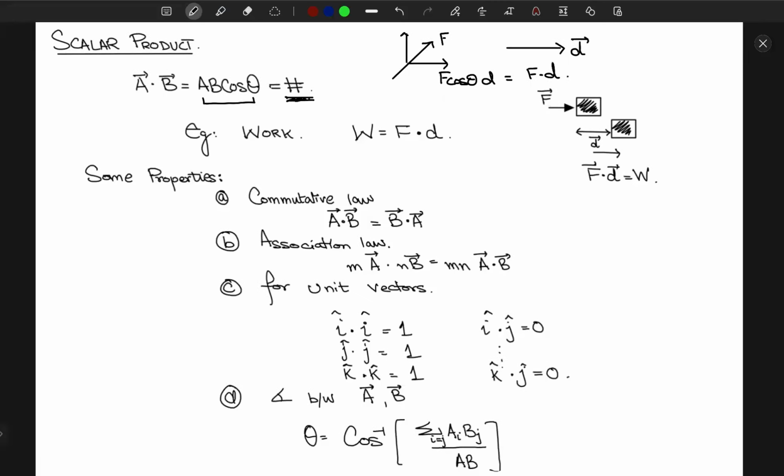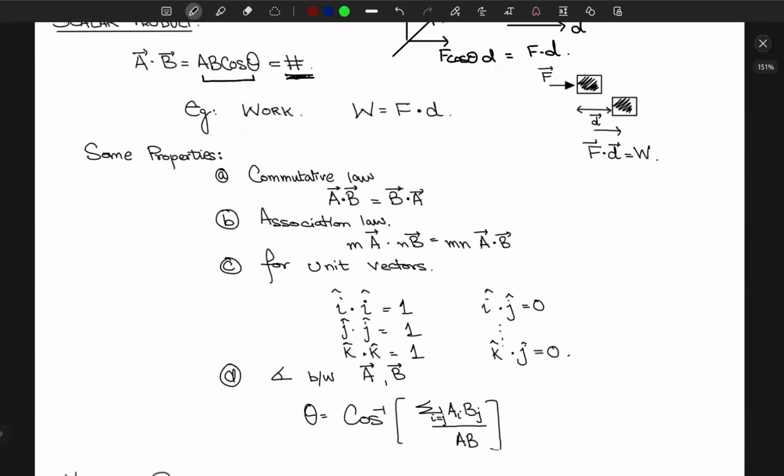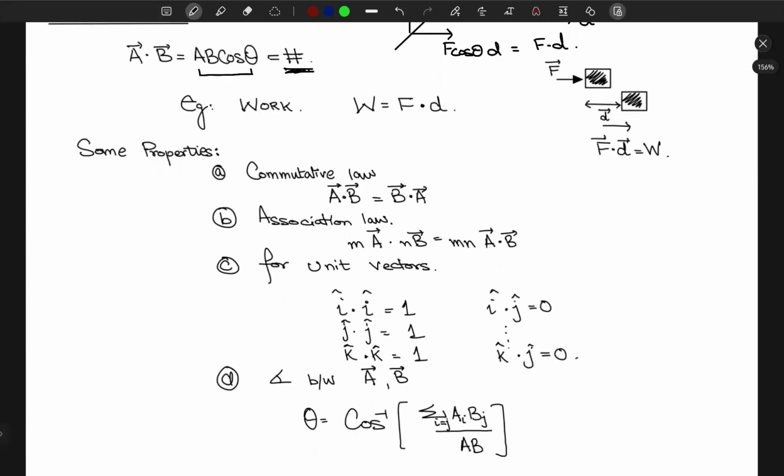Okay, so the dot product has some properties. Let me just fix the screen. I guess this much zoom is enough. Okay, so it has some properties, or you can say there are some characteristics of the dot product.